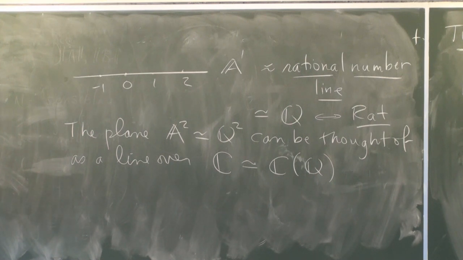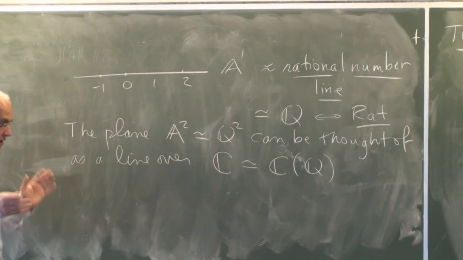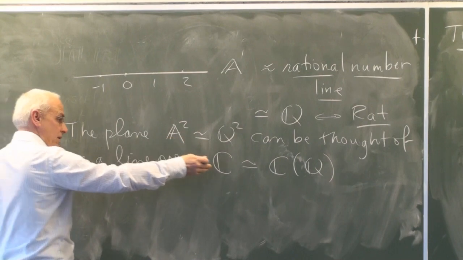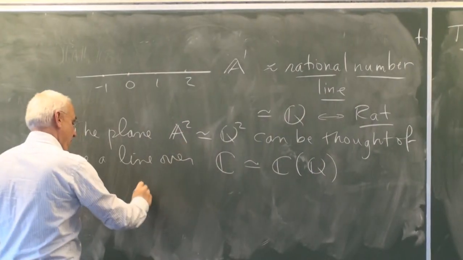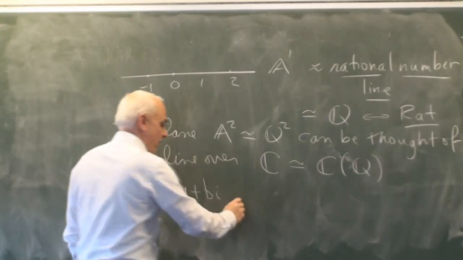So again, this is not the usual complex numbers that my fellow mathematicians like to talk about. It's something much more concrete. So for us, a complex number in this sense is something in the form a plus bi, where a and b are rational numbers.